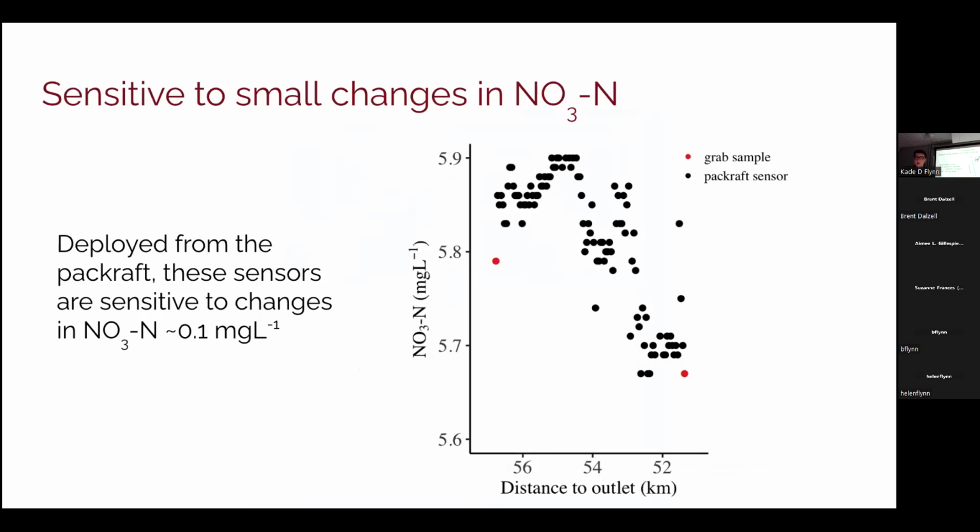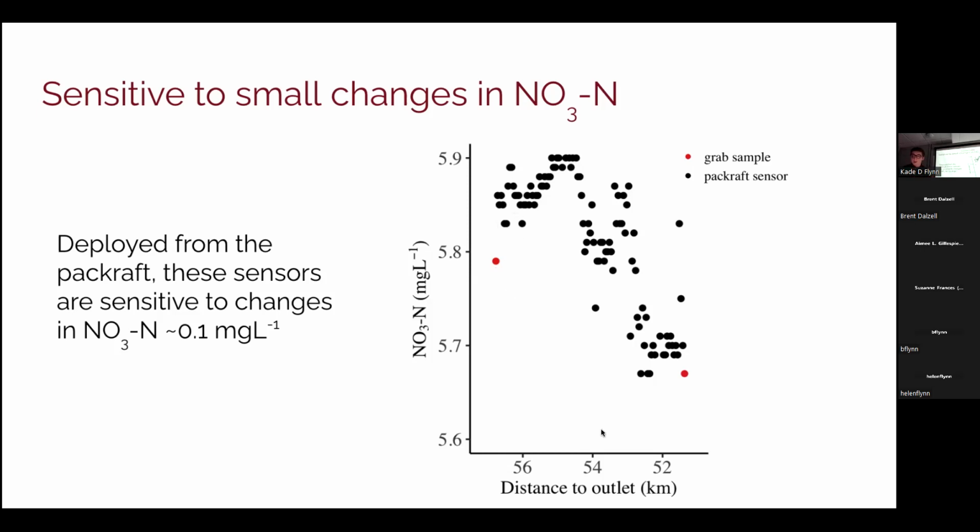This plot communicates the sensitivity to small changes in nitrate concentration that we can detect with our sensors deployed from this packraft. Again, we see nitrate concentration on the y-axis, distance to the watershed outlet on the x-axis, and the black dots are packraft sensor measurements, and these red dots are grab samples that were collected and then taken back to the lab and analyzed. You see some offset between the packraft sensor and the grab samples, but what we're interested in is really the relative change here.